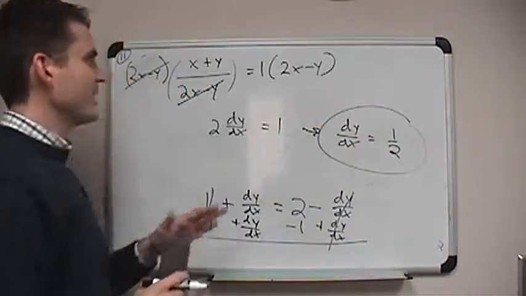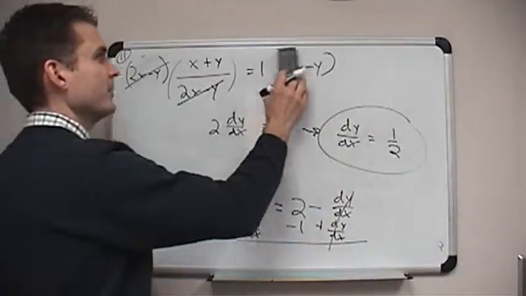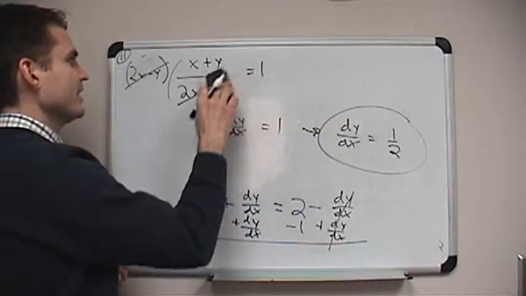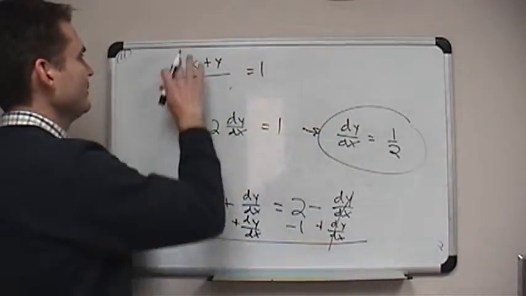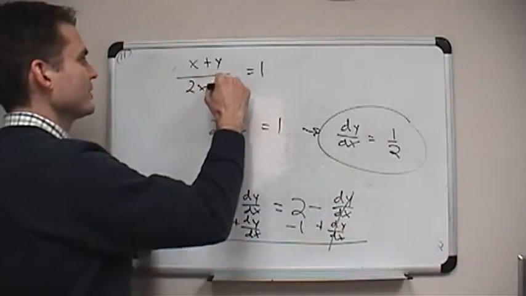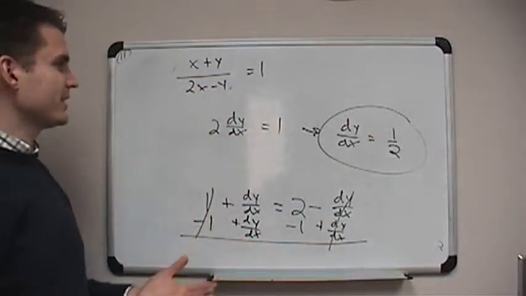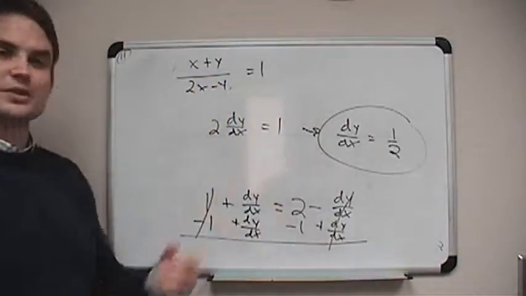Okay, so if I go back to the original equation, despite looking somewhat complicated, what did we have? Something like x plus y over 2x minus y. Not very complicated at all. The derivative of this function is just 1/2.